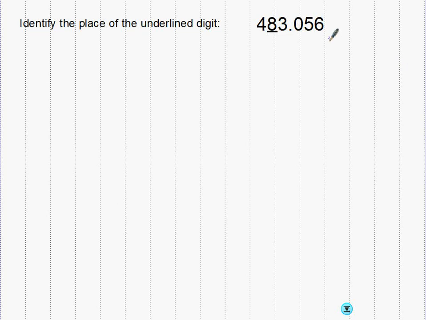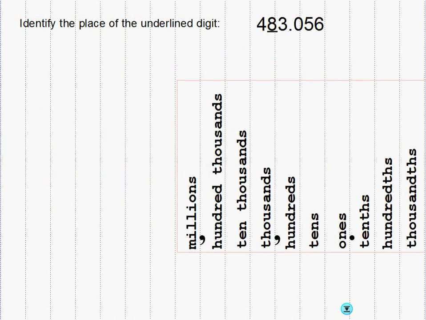Identify the place of the underlined digit. This is just a place value problem. The only difference on this problem is that we do have a decimal in here, but our procedure is going to be pretty much the same as when we have a whole number. And since it's a place value problem, let's go ahead and bring in a place value chart.